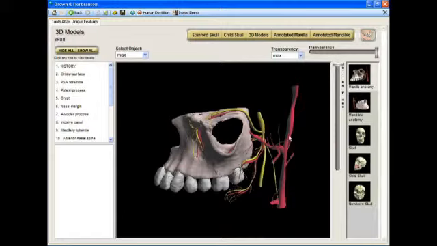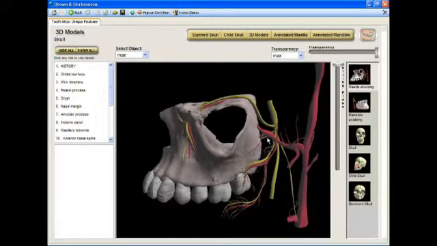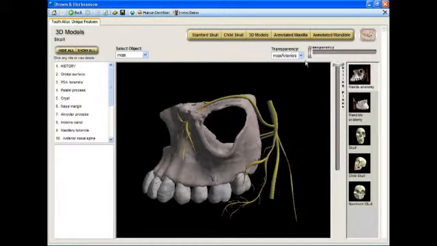So we can actually take these nerves and arteries and make them go away, which we'll do right now. So we'll take the arteries and make those transparent. We'll take the nerves, make those transparent.